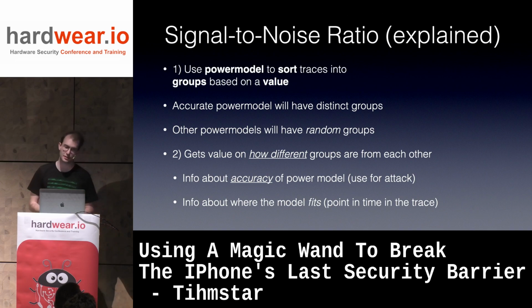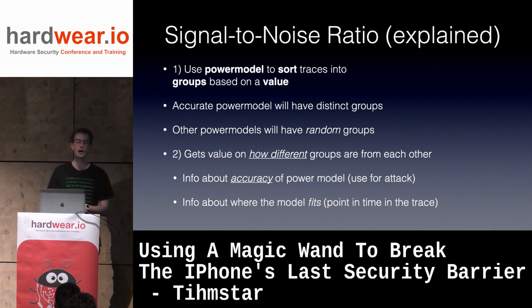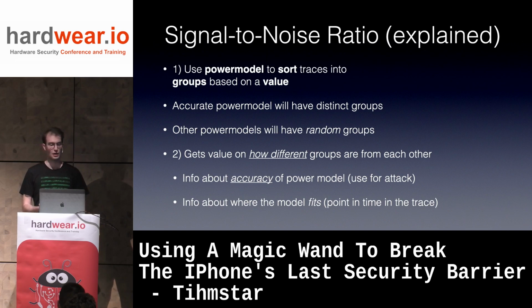So the next thing I did is I used the signal-to-noise ratio. So what is that? Well, signal-to-noise ratio uses a power model to sort traces into different groups based on a model value, right? An accurate power model of the inner state of the AES will have distinct groups, like distinct sorting, and other power models will have random groups. So the SNR does two things. First, it gets a value on how different are these groups from each other. And it gives you info about the accuracy of the power model, which you can use for an attack.